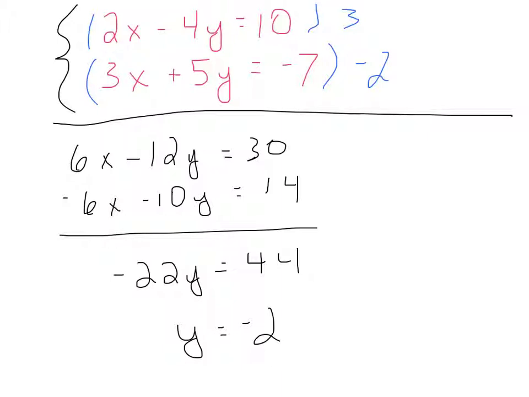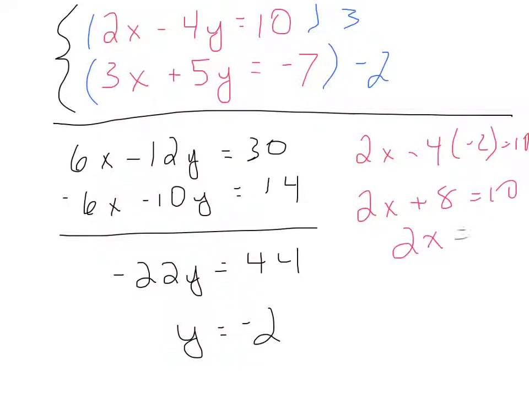Now solving for x: 2x minus 4 times negative 2 equals 10. 2x plus 8 equals 10. 2x equals 2. x equals 1. So my solution is (1, -2).